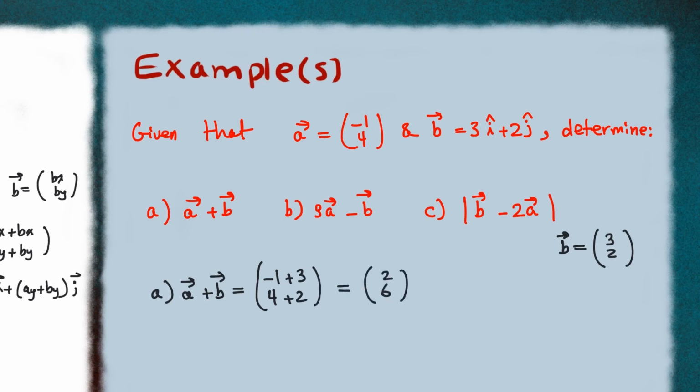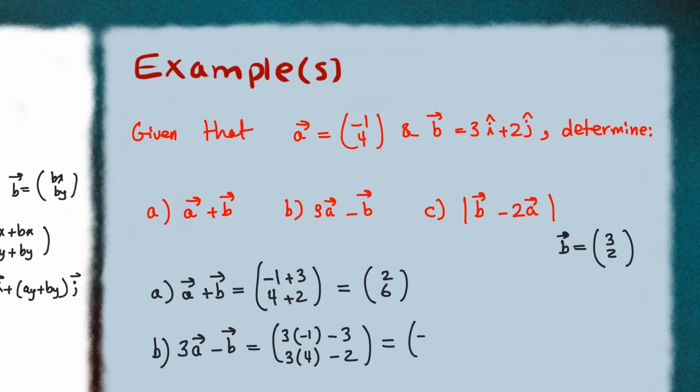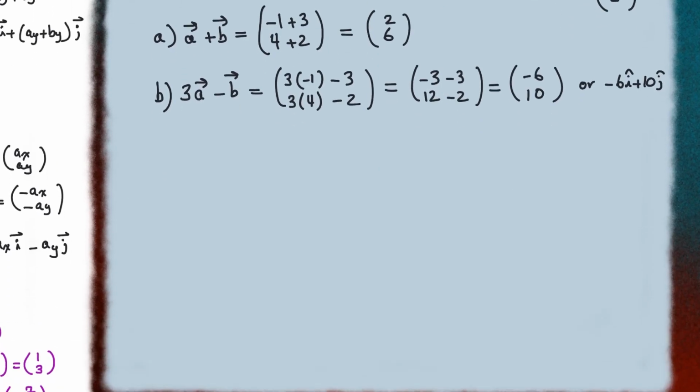For part B, we have 3 times vector a minus vector b, so that's 3 times the x component of a, which is -1, and 3 times the y component, which is 4, and we're subtracting from that vector b, so 3 as x component, 2 as y component, and that becomes -3 minus 3 and 12 minus 2, which is equivalent to -6 for the x component and +10 for the y component.